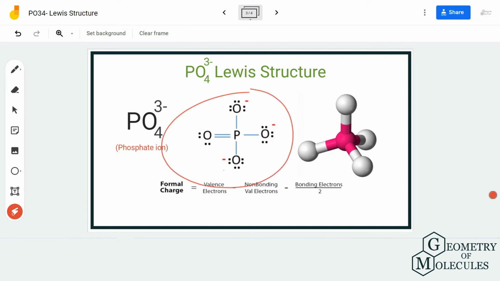Whenever there is a molecule in which an element belongs to period 3, or the elements are such that they can have expanded octets, always go ahead and check the formal charges and try to draw a structure in which the formal charges are as close to 0 as possible. And hence this is the Lewis structure of PO4 3-.